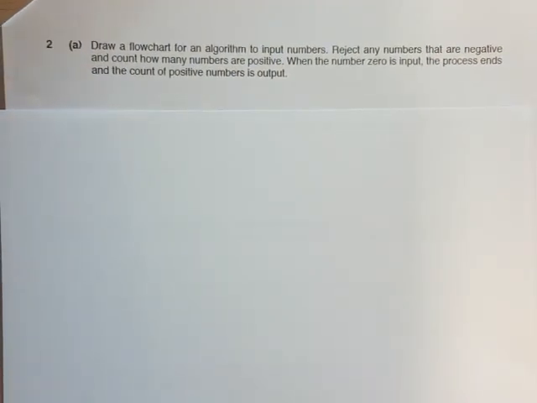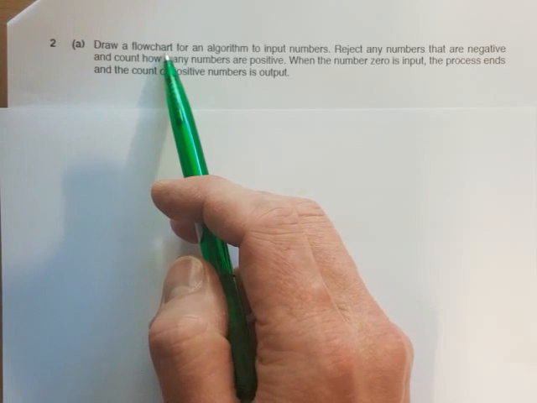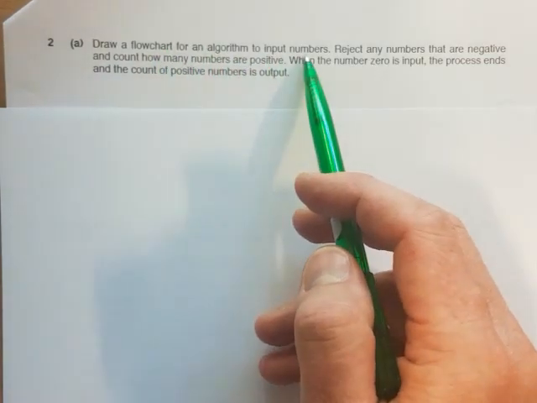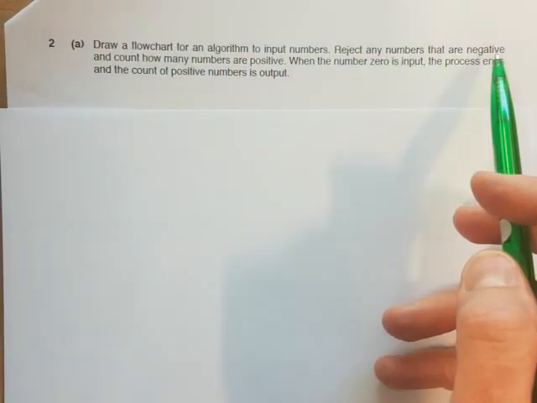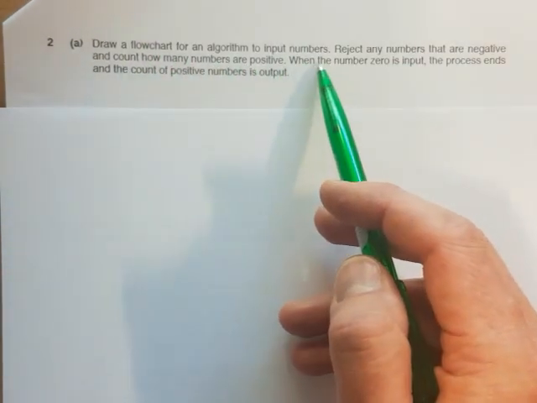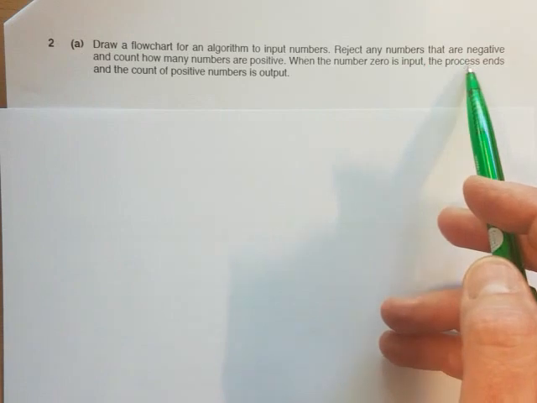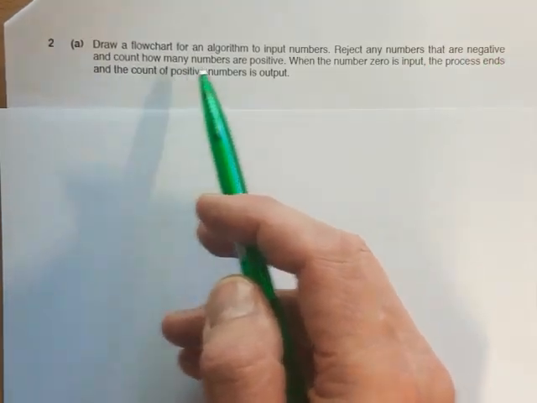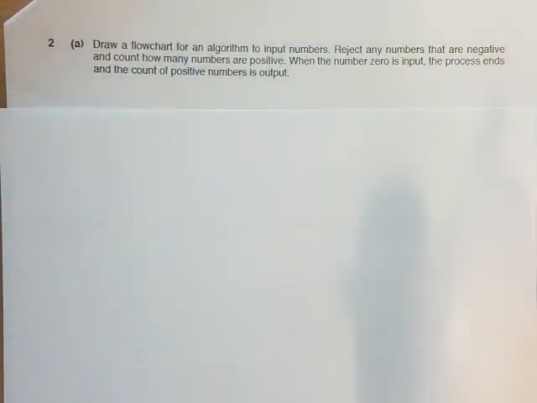Question 2, paper 2.2, June 2018. This time we have to draw a flowchart for an algorithm to input numbers. We've got to reject any numbers that are negative and count how many numbers are positive. When the number 0 is input, the process ends and the count of positive numbers is output.